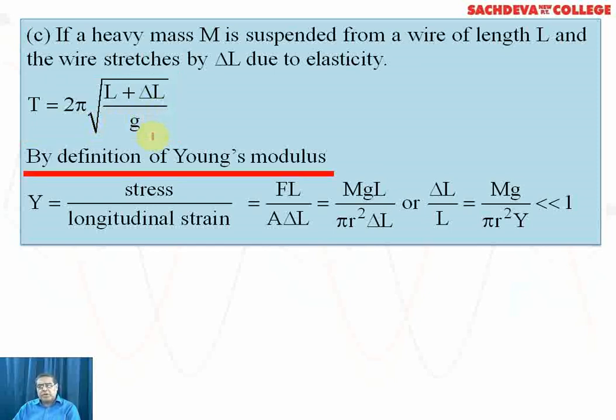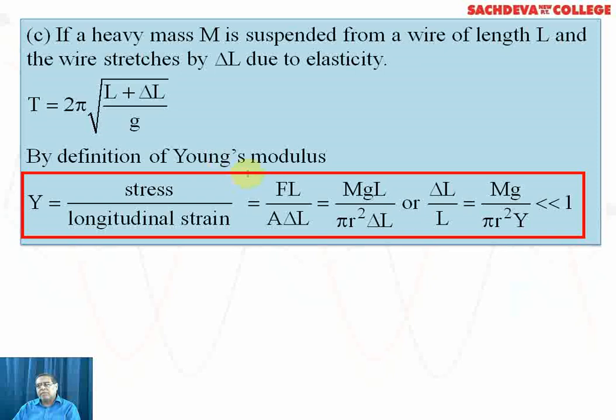Then by Young's modulus of elasticity, we know that Y is equal to stress over longitudinal strain. We put the value of stress, that is force over area, and the longitudinal strain as delta L over L. So delta L will come in the numerator. We will find mg over A, and A is pi r square, the area of cross section, into delta L. So we will calculate from this delta L over L, and that is found to be mg over pi r square Y, and its value is very, very small compared to 1.